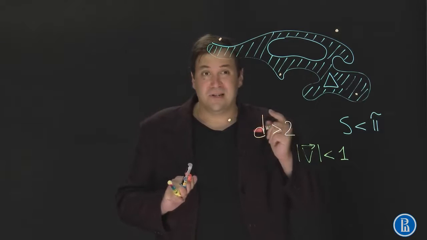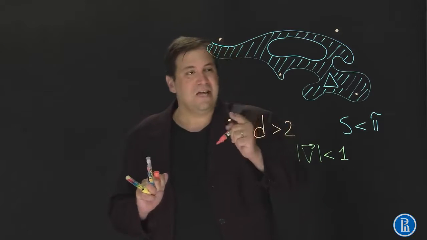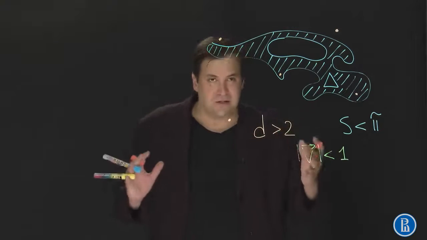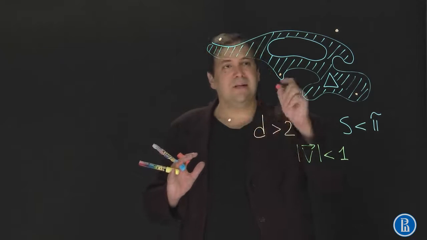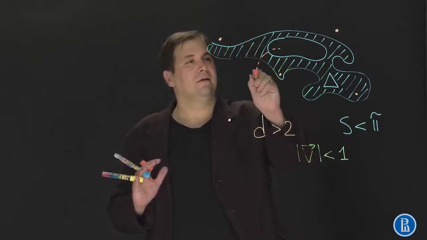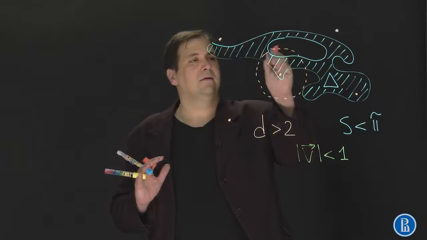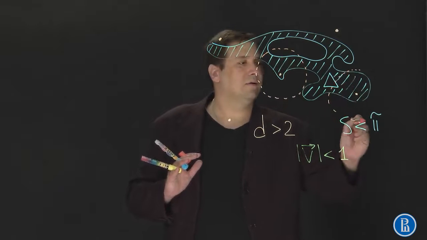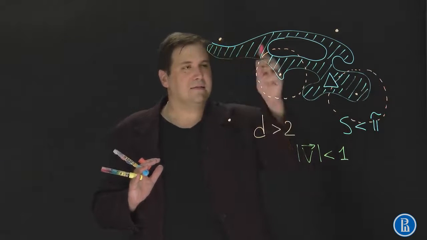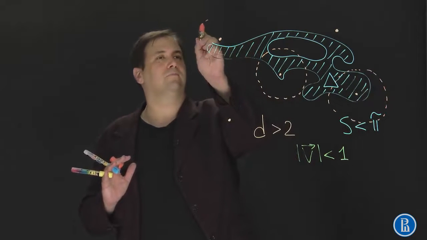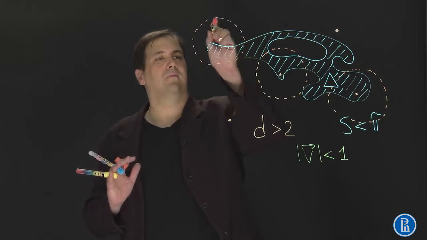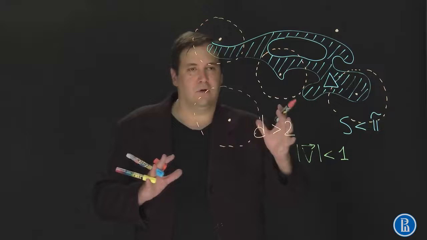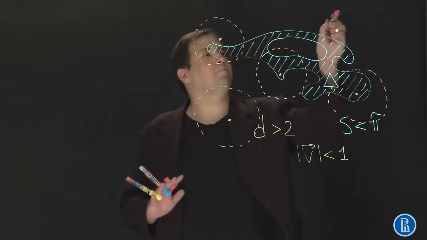Build a circle with center at each of these points and radius 1. Not one circle, but many circles. For each of these points, we'll build a circle with radius 1 and center in this point. And even those circles that do not intersect the figure, it doesn't matter.